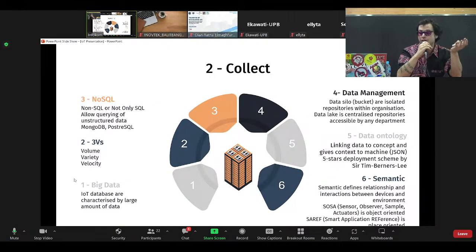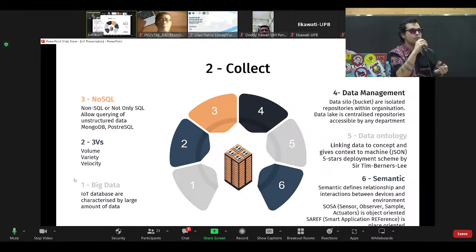Now that you have established a connection, you have your data flowing in. You want to organize this data. So when we talk about IoT, we are talking about big data. Big data is described with the 3 V's. So we have volume, a huge amount of data.